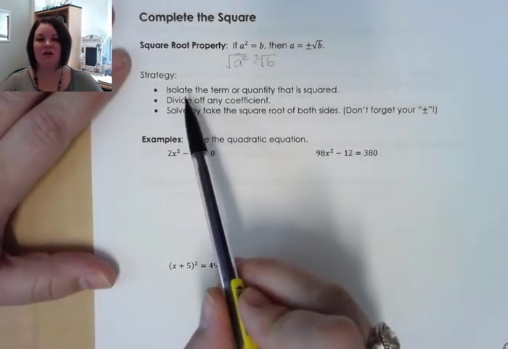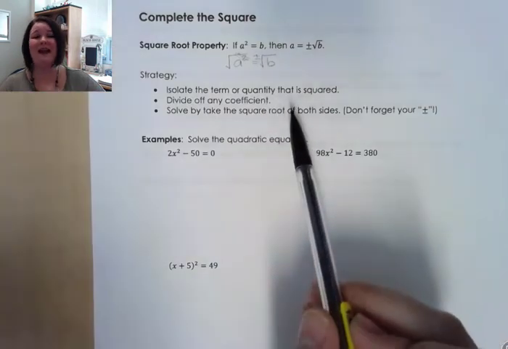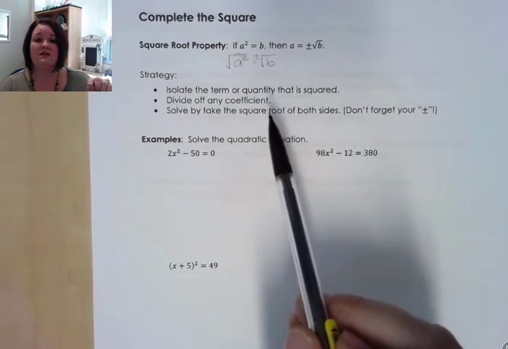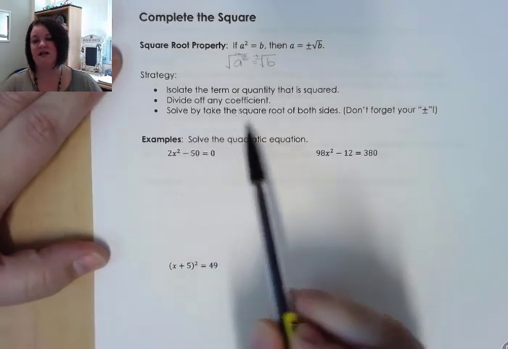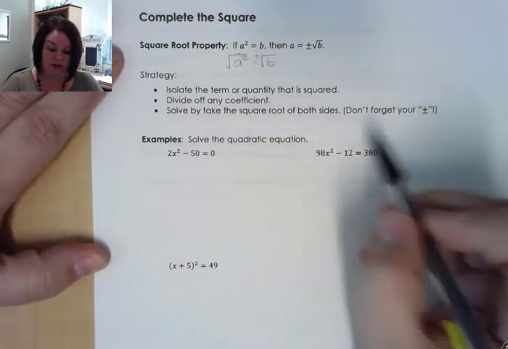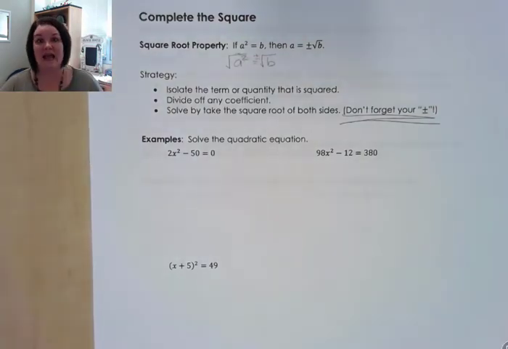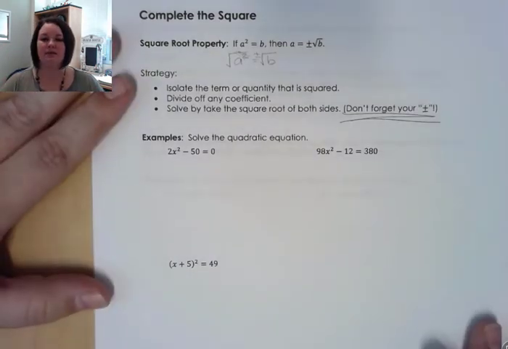So here's our strategy. We're going to isolate the term or the quantity that's being squared. So we don't want anything on the side of the equation that we're working with unless it's the thing that has the square on it, right? And then we divide off any coefficient, and then we take the square root, okay? Again, don't forget your plus or minus. A lot of people miss these problems because they're missing answers because they forgot to do the plus or minus. They just did a positive square root, okay? So let's look at some examples.